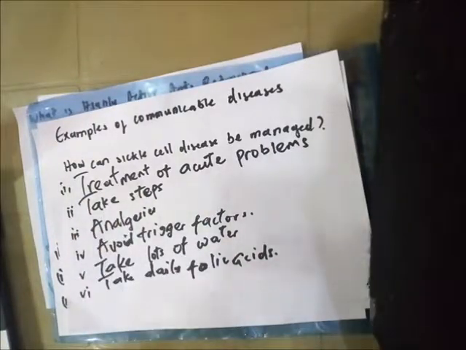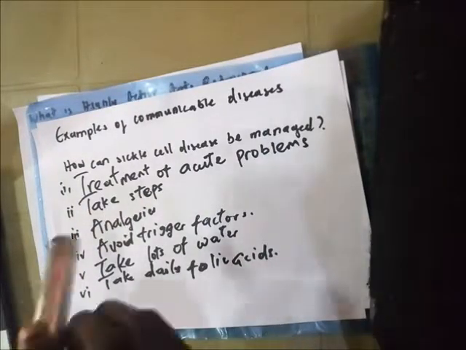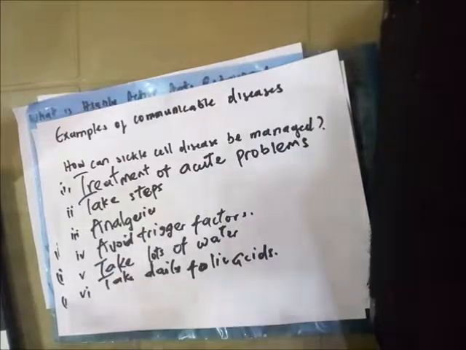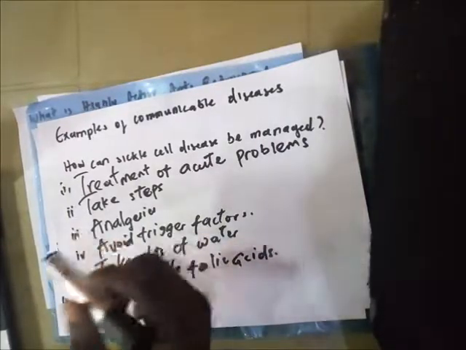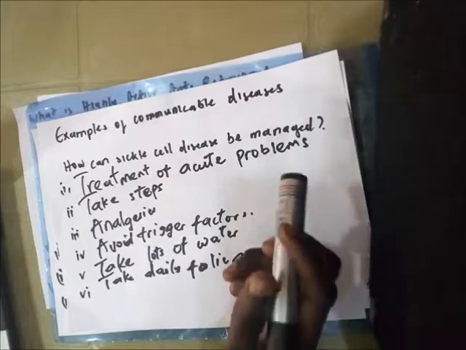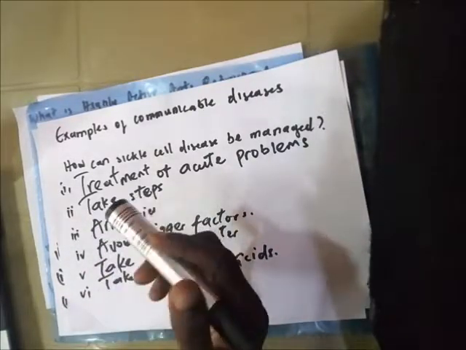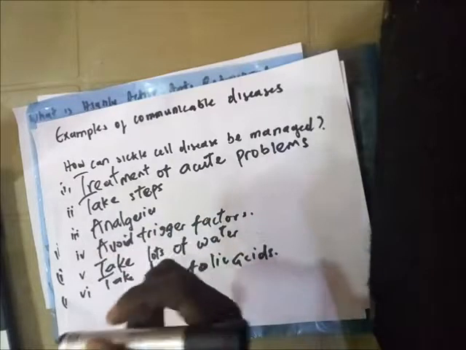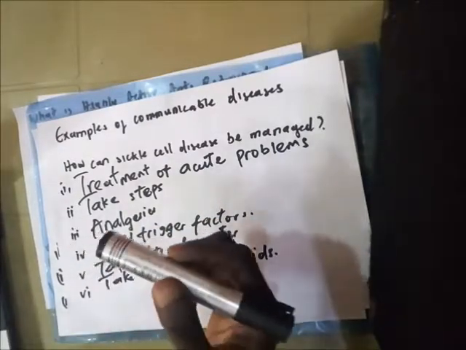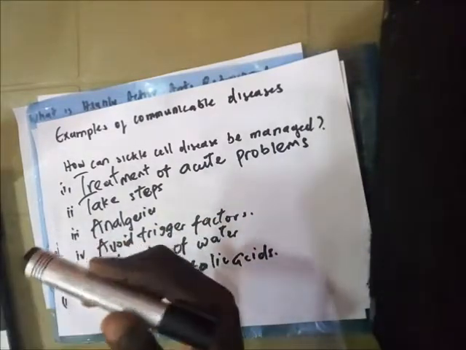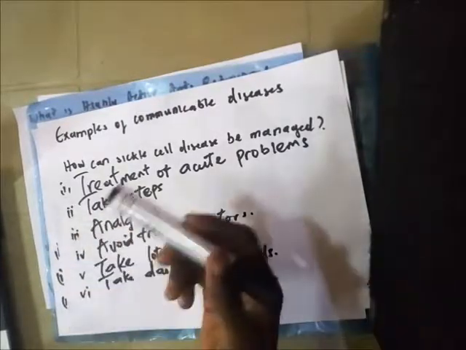How can sickle cell disease be managed? These people with SS, how can they be managed? Okay, number one, treatment of acute problems. The acute problems that they undergo should be treated, and necessary steps should be taken. Steps that are meant to be taken in time should not be neglected.